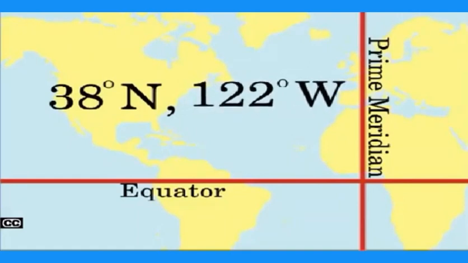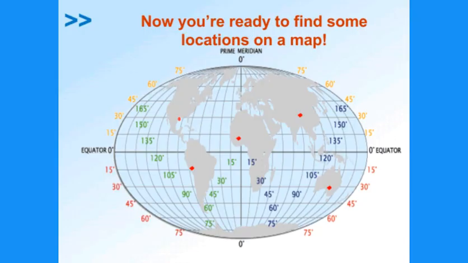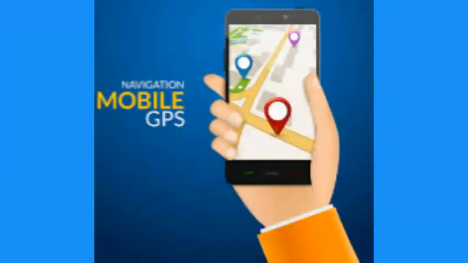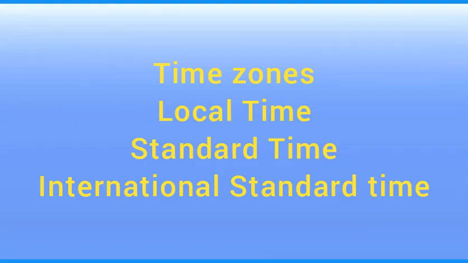I hope, students, now you are ready to find some locations on the map. Another simple way to find the location on the map is using your mobile GPS. If you have a smartphone, you can go to Google Maps and find your exact coordinates. Now let's understand the local time, standard time and international standard time.